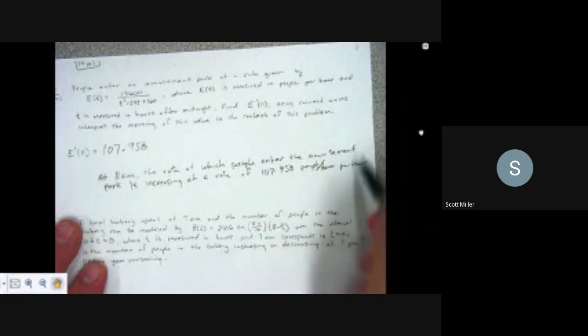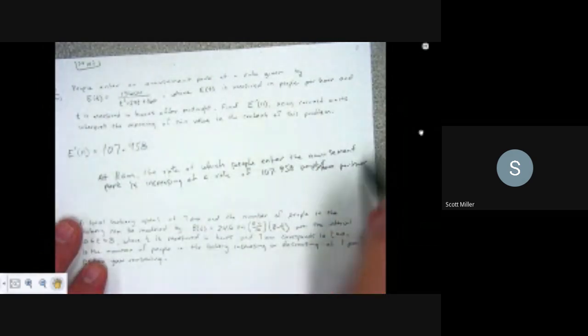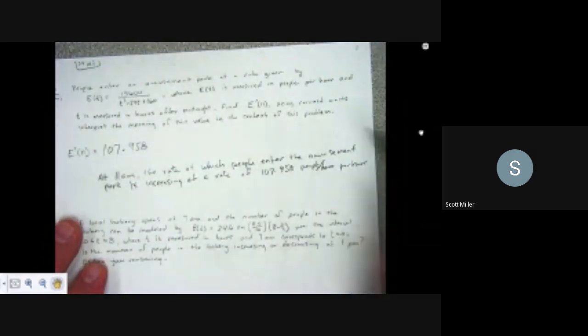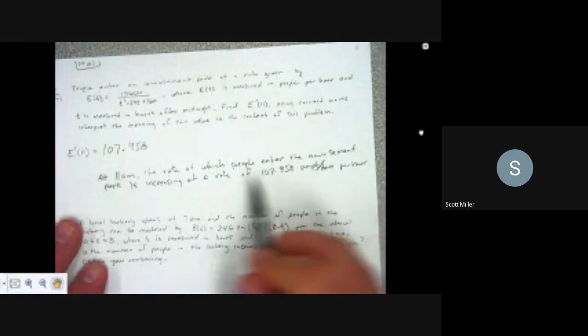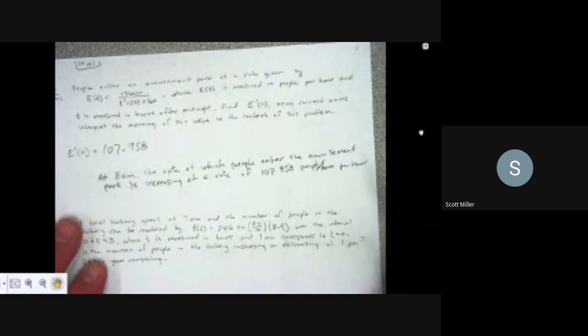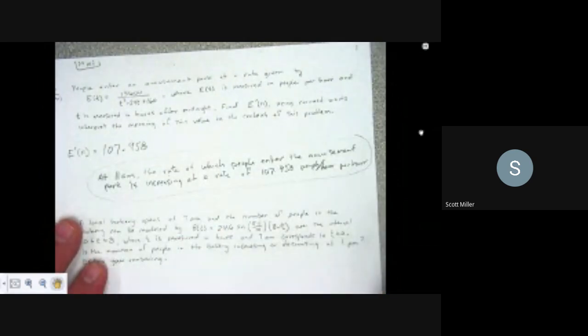because I took the derivative of this function, which was a rate, and then made it the derivative of that, which made it the rate of a rate. And so that's what E prime stands for. So it is increasing this many people per hour. That's what it stands for. And so that is how you would write that answer. Okay?